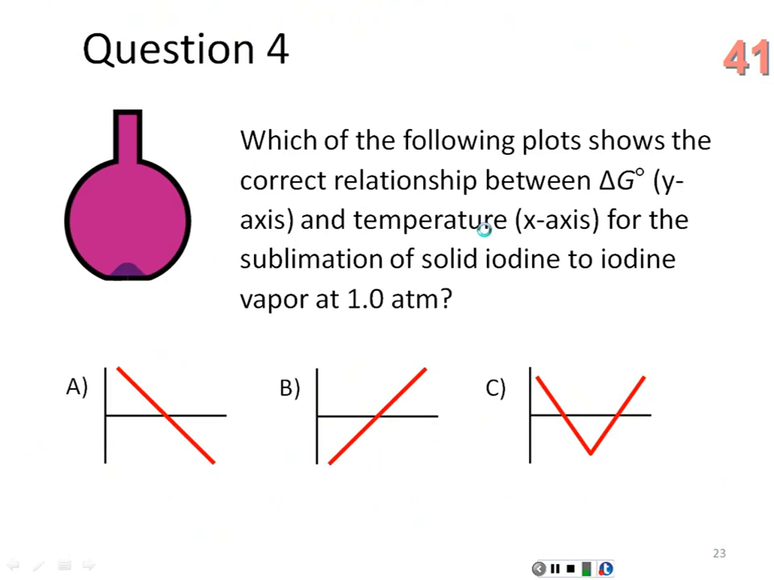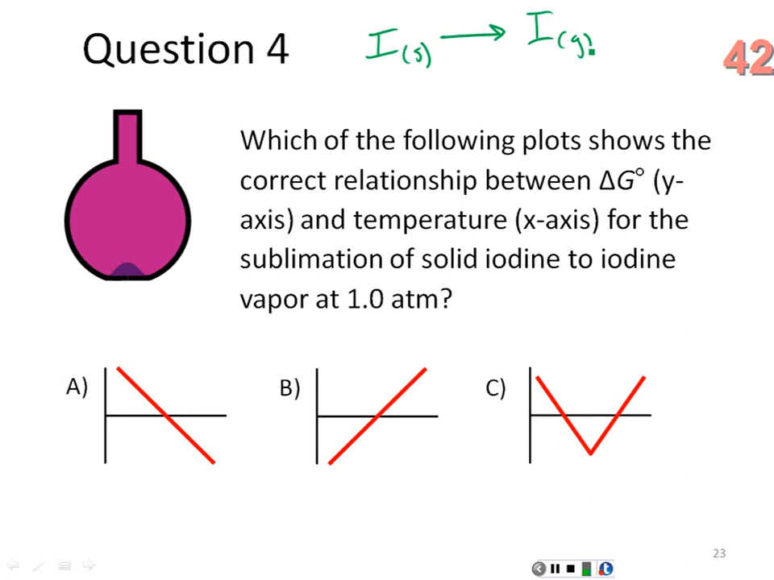Let's try some conceptual questions. Which of the following plots shows the correct relationship between delta G on the y-axis and temperature on the x-axis for the sublimation of solid iodine to iodine vapor? The first step is to write the chemical equation. So our process is solid iodine going to iodine gas.